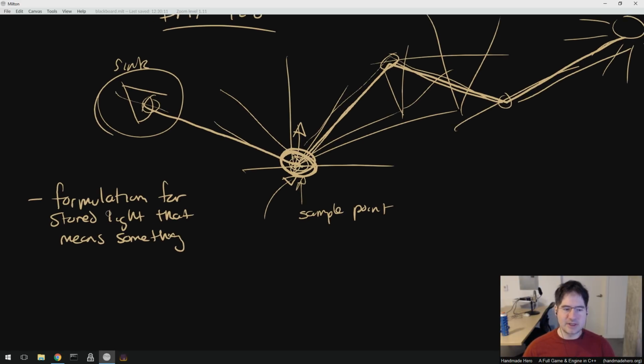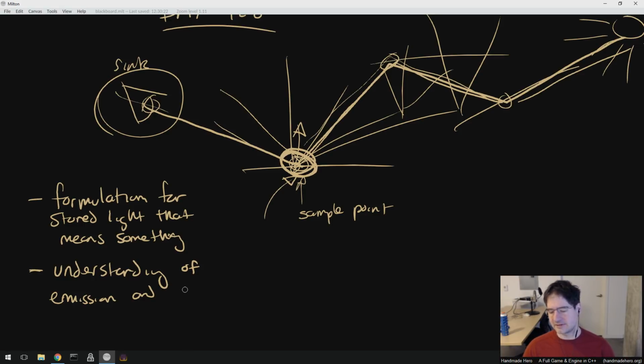And then the second thing we need is an understanding of emission, and I don't know what we want to call the sink side of things. Emission and, I guess, nullification, extinguishing.